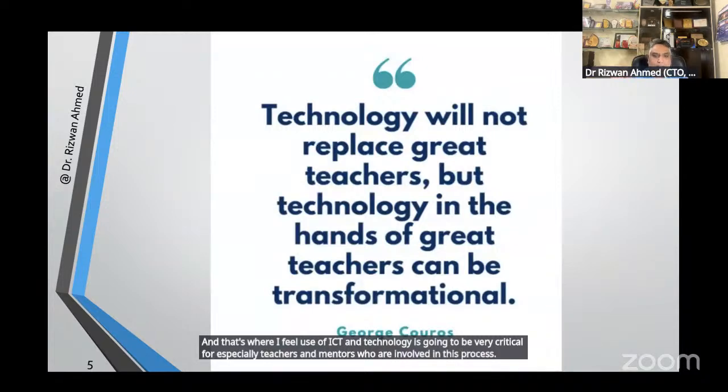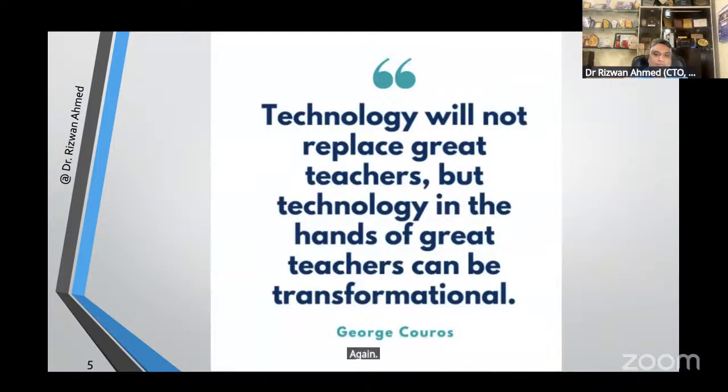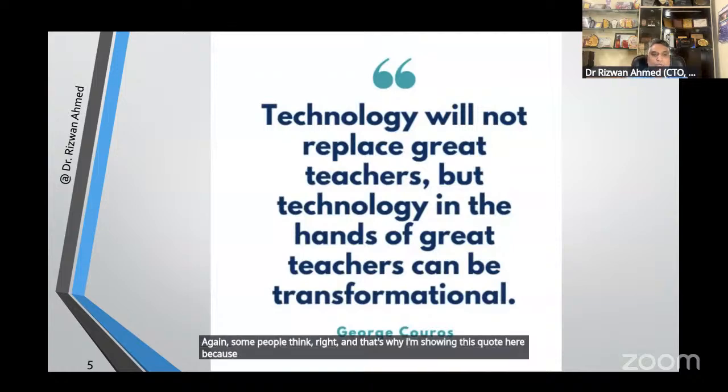Again, some people think, and that's why I'm showing this quote here, that because of technology, there is not going to be any need of teachers. I highly disagree with that, because we are seeing a new generation of students coming in. They feel all the information is available in the palm of their hand. Kar lo duniya muthi mein is the slogan we hear. So we have all the things available on this mobile.